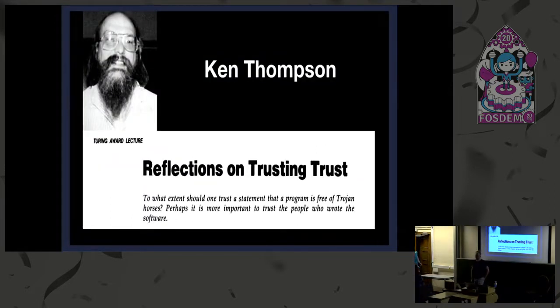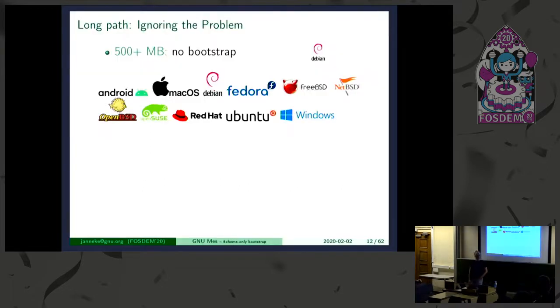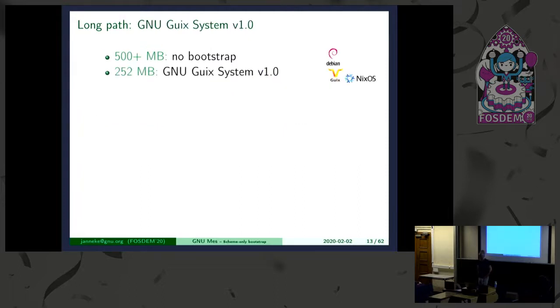In the 80s already, Ken Thompson gave a talk and saw that we actually have a pretty big problem in computing. He called that the trusting trust attack. And so what do we do when a researcher points out a problem that's possibly going to affect everyone and is very hard to solve? So usually we just ignore it. And we want to change that.